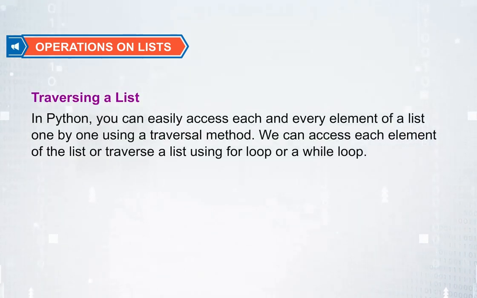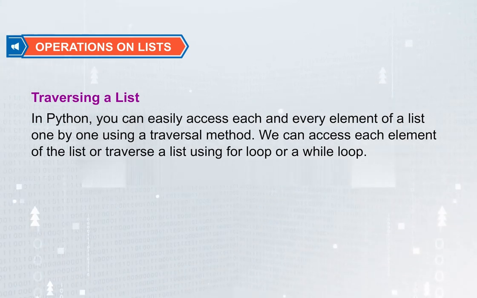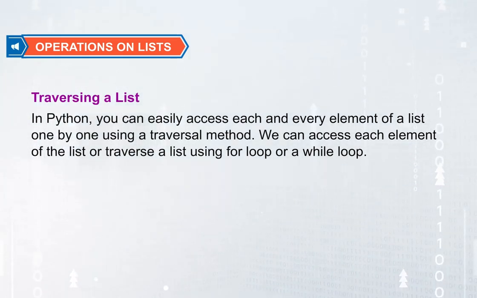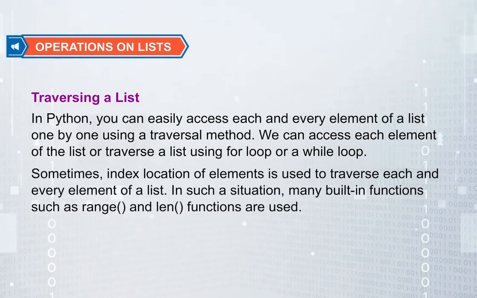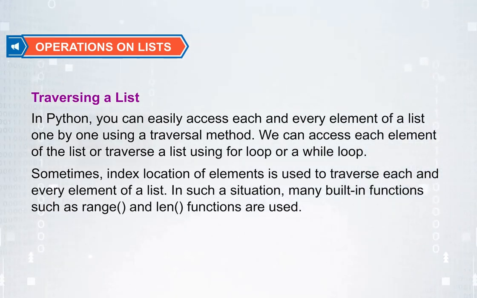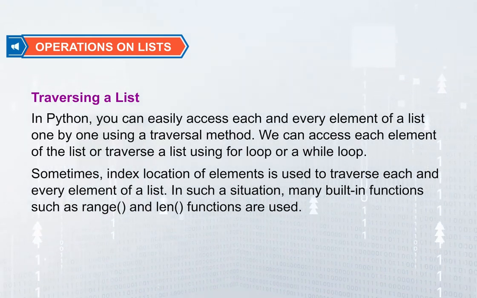Traversing a list. In Python, you can easily access each and every element of a list one by one using a traversal method. We can access each element of the list, or traverse a list, using a for loop or a while loop. Sometimes the index location of elements is used to traverse each and every element of a list. In such a situation, many built-in functions such as range and len are used.